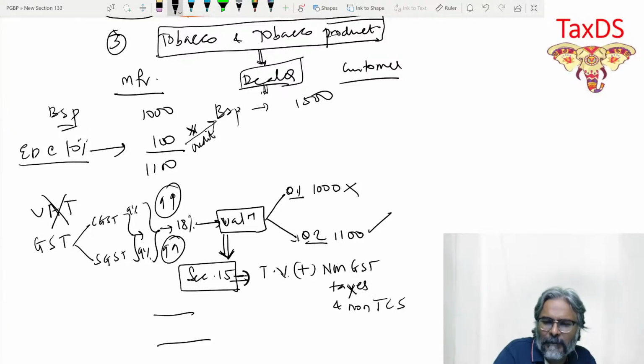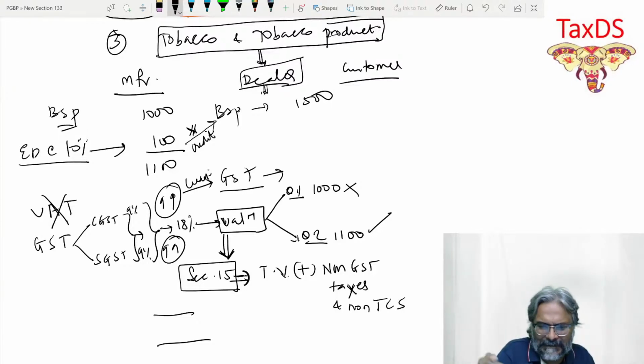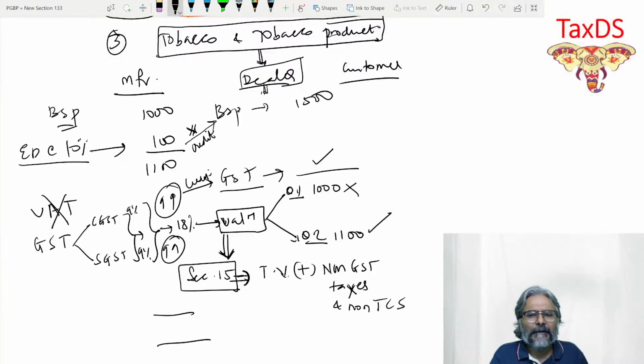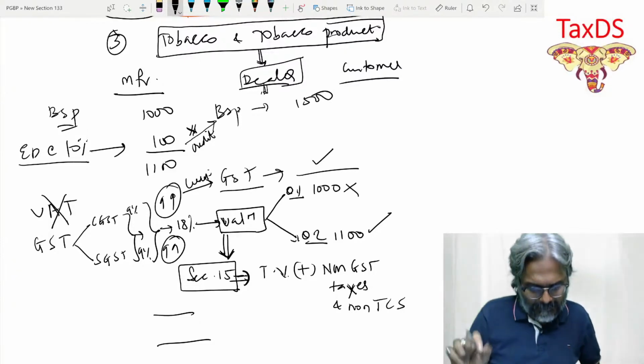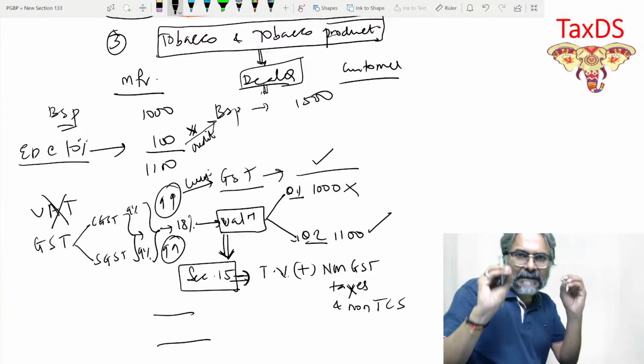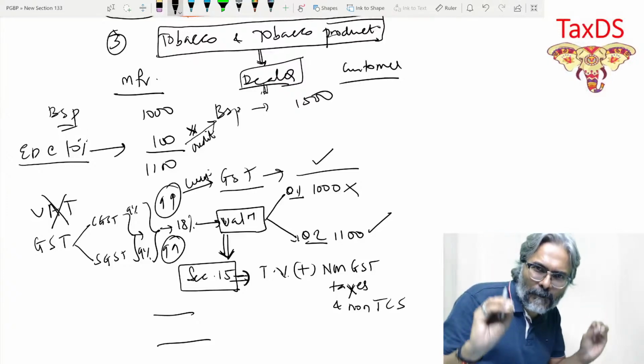And if no credit would be available, you all know, students, there will be a cascading effect, isn't it? And then, students, finally, there is a GST that will be charged. For the GST, the credit primarily would be available subject to the items which are block credit. We will see that in the ITC chapter. So this is how the things are as far as tobacco and tobacco products are concerned.